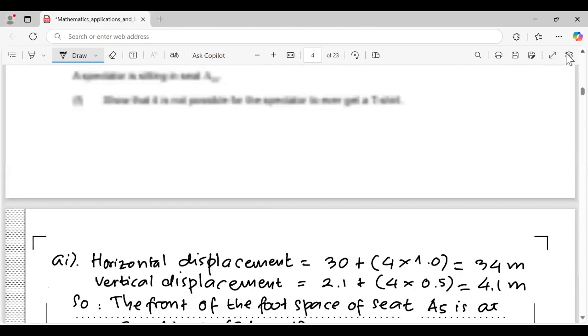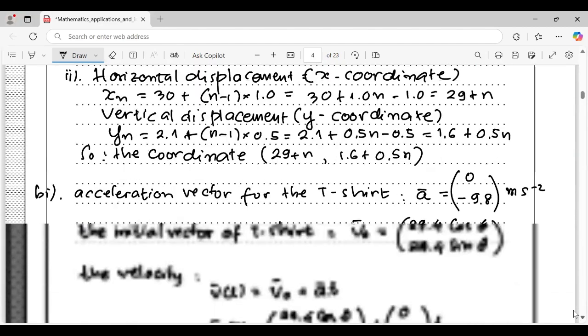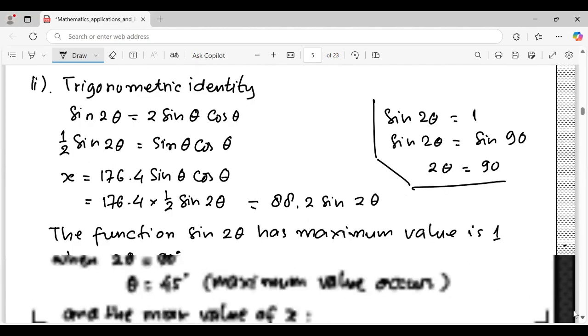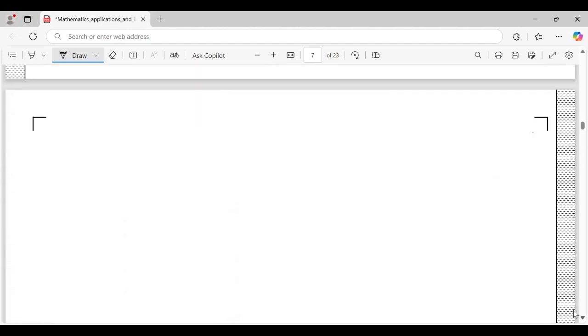F. A spectator is sitting in seat A40. Show that it is not possible for the spectator to ever get a t-shirt. That's F. I'm going to write here n equals 40, because A40. So it means n equals 40.